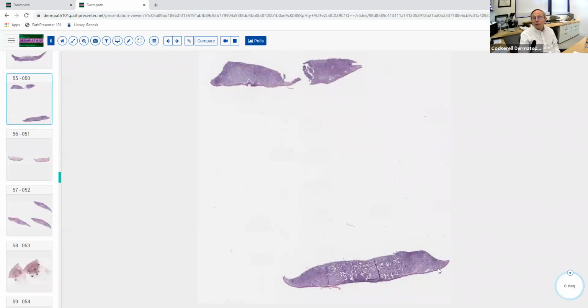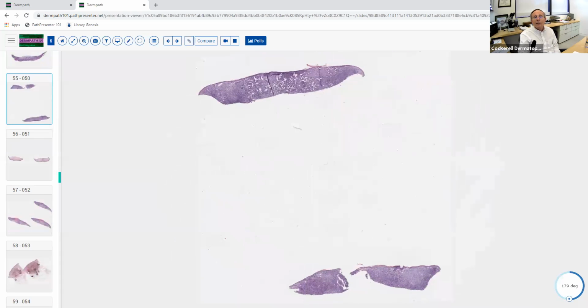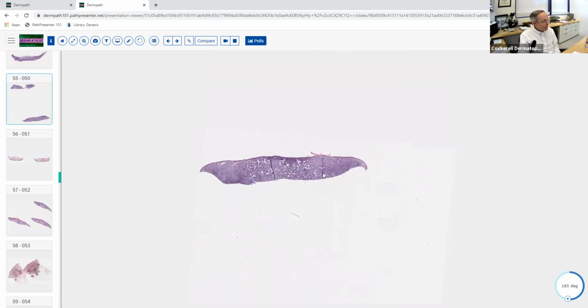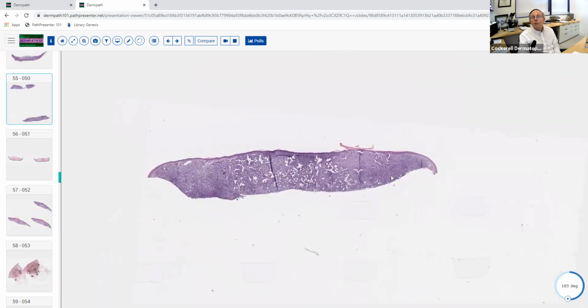Okay, we're coming up on the home stretch. We've got, I think, 10 more slides. Let's take a look at this one. So we've got a shave biopsy at low magnification. Once again, you see kind of a diffuse infiltrate of something in here with all these little holes in it. So again, those may be significant, they may not be.